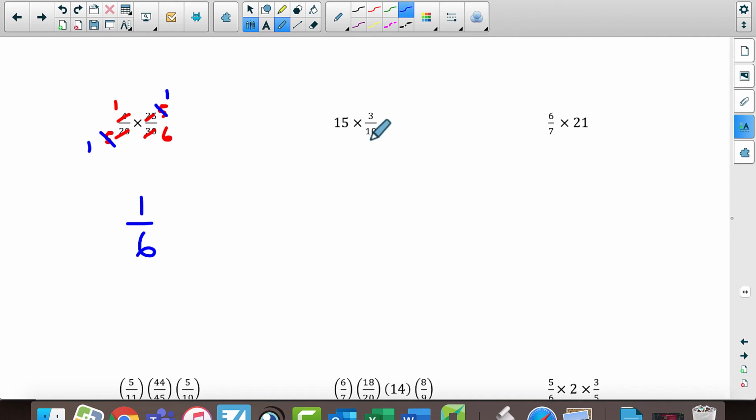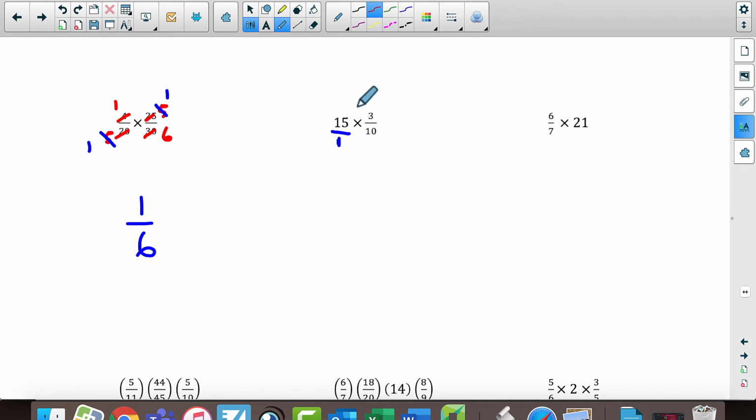Great. Whoa, what are we going to do here? Just 15. That's not a fraction. Well, why don't we make it a fraction? You can make any whole number a fraction by putting it over 1. You can always put a number over 1 and turn it into a fraction. So now, do you see any canceling you can do? Any ninja slicing? I do.